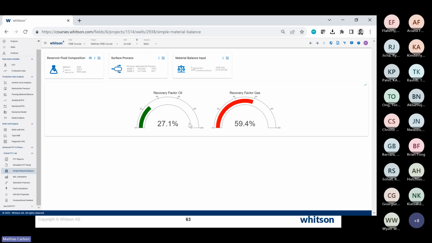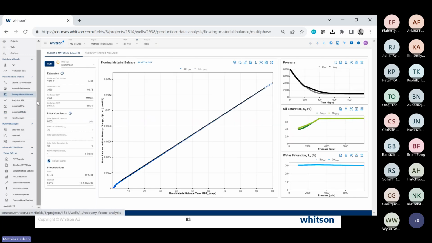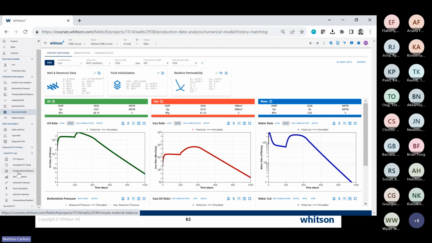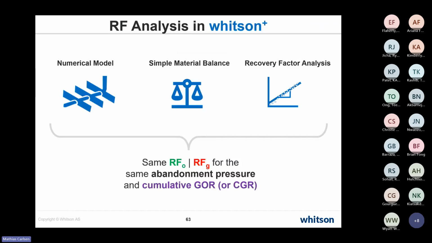The recovery factor is 27 for oil and 59 for gas. And we see that that's a little bit less than the recovery factor in this case, which is 21 and 61. And the reason for that small difference is that in the numerical model, there's a rock compressibility and there's a little water phase as well that is accounted for in the flow material balance recovery factor and the numerical model recovery factor. And the simple material balance is just assuming no rock compressibility, and it also assumes no water. But in terms of order of magnitude, for all practical purposes, exactly the same.